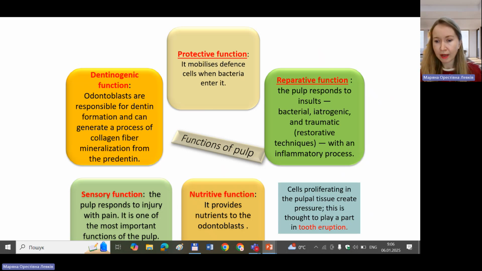Nutritive function. It provides nutrients to the odontoblasts. Reparative function. The pulp responds to insults, bacterial, iatrogenic, and traumatic, for example, in restorative techniques, with an inflammatory process. And cells proliferating in the pulp tissue create pressure, and this is thought to play a part in tooth eruption.